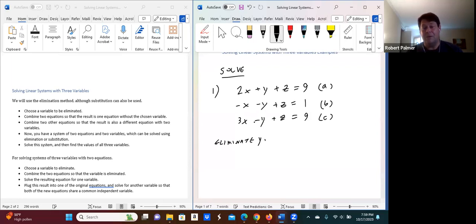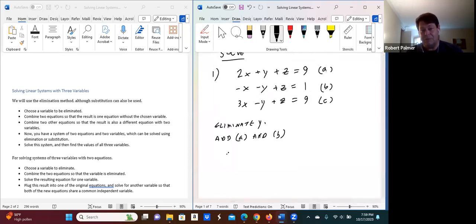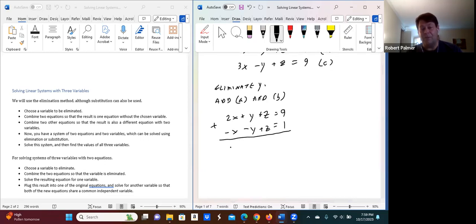y. So with that choice, let's go ahead and add equations A and B. We add them the way they are. Let's write them again. 2x plus y plus z is equal to 9, and negative x minus y plus z is equal to 1. If I simply add those as they are, the y is going to go away. My result is going to be 2x and the negative x is x, plus 2z is equal to 10. Now I have one equation and two variables.